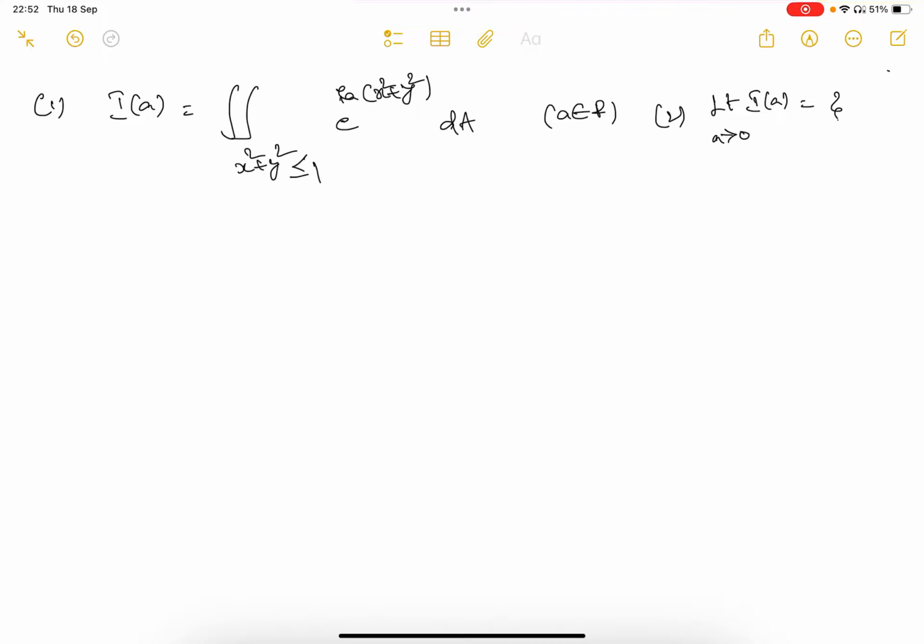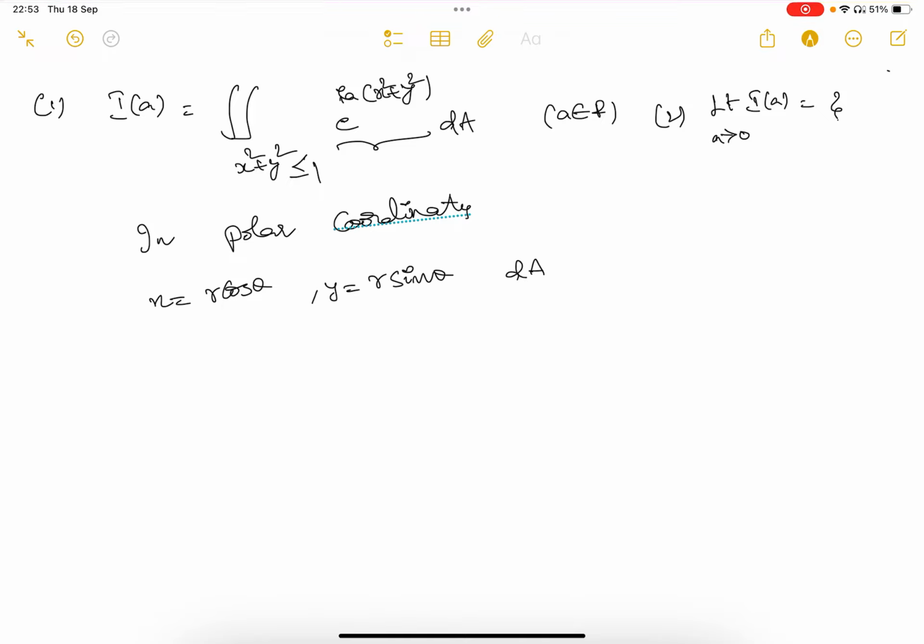So in the first case, as you can see, this is e power ia of x square plus y square, right? So it's very easy to do it in polar coordinates. So in polar coordinates, x equal to r cos theta, y equal to r sin theta, dA equal to r dr d theta.